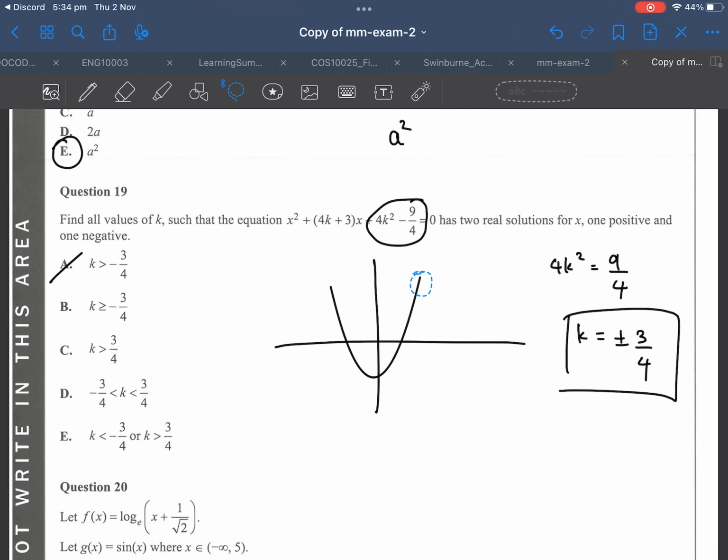So it can't be that. It can't be B either. It can't be C either. I think it's going to be D. It cannot be E either because, again, we are excluding everything other than the actual answer. So I think the answer is going to be D over here.